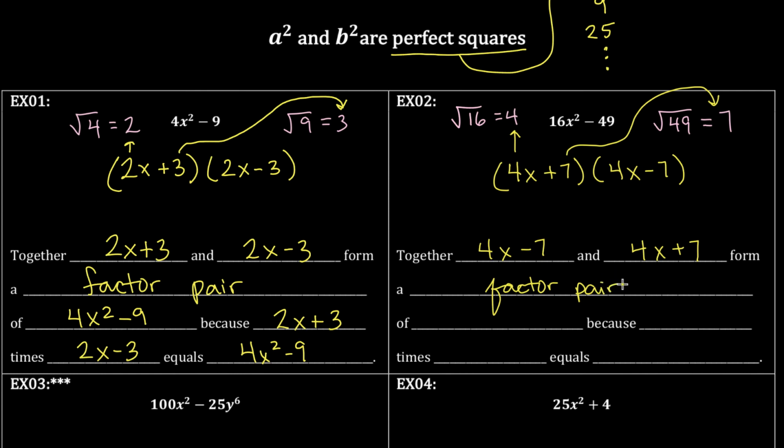Factor pair of 16x squared minus 49, because 4x minus 7 times 4x plus 7 equals 16x squared minus 49.